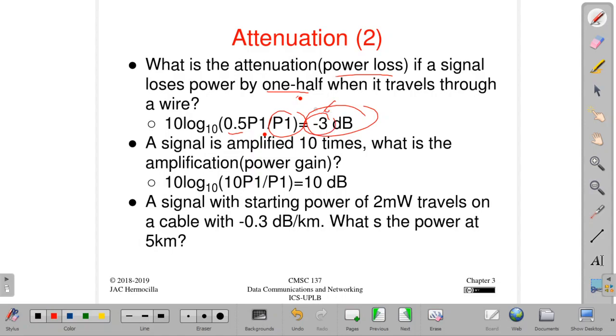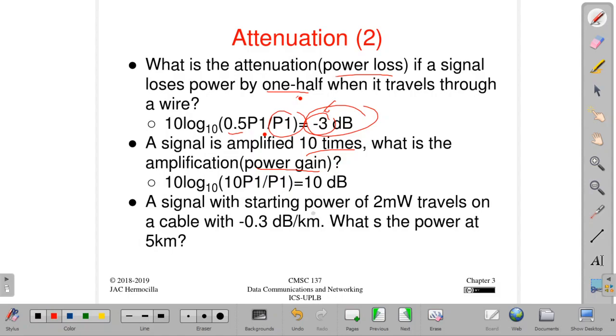Now another computation, another problem: a signal is amplified 10 times. What is the amplification or the power gain? You see this when you record. I use this when I record my video. Usually my microphone will capture a very low sound, so I can increase the gain so that the volume will increase, basically by specifying decibel levels.